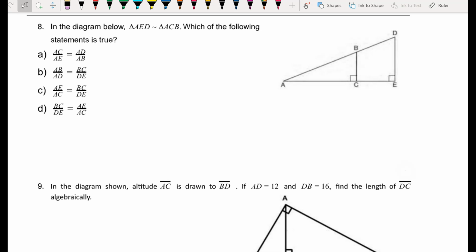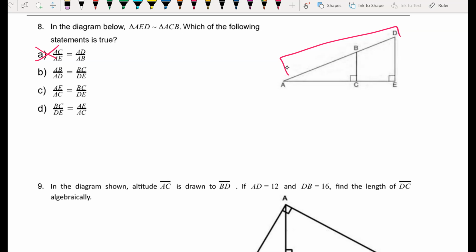For number 8, which of the following statements is true? Well, again, if these triangles are similar because they both have a right angle and they share angle A, I'm looking for consistency. So let's see. I'm going to start with A. AC, a small side, over AE, its corresponding big side, all right, that looks pretty good, equals, wait a minute, AD is a side of the big triangle, so I know that's not going to work out. So that can't be true.